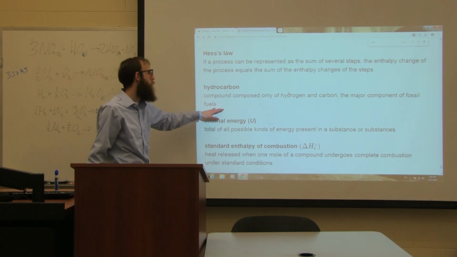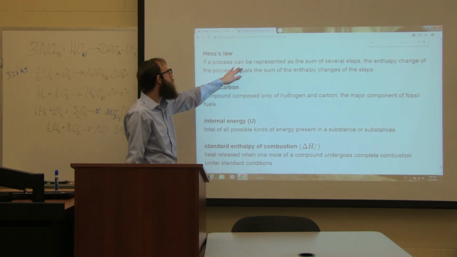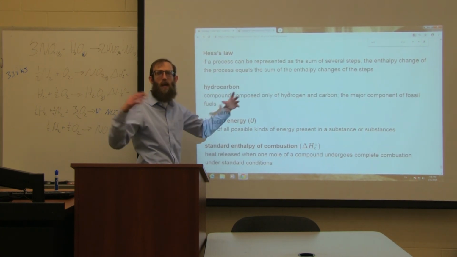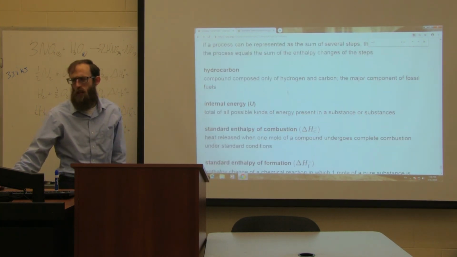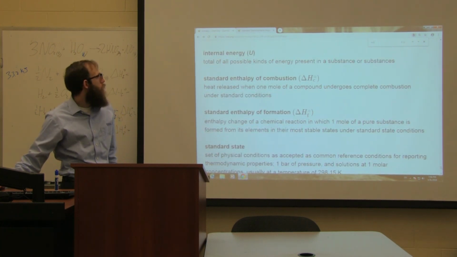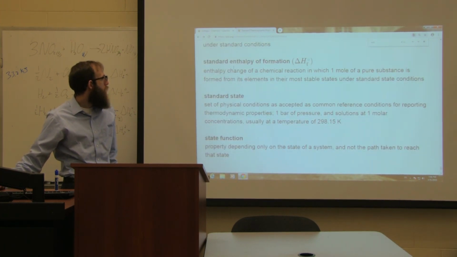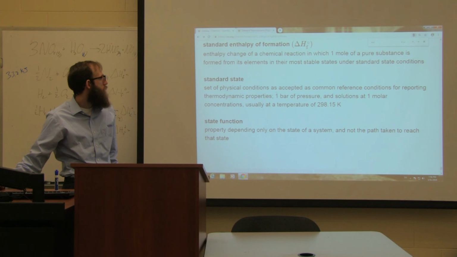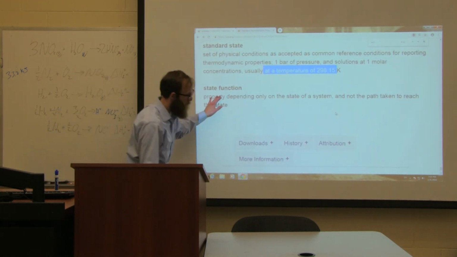Hess's law, we've talked about hydrocarbons. I'm not sure why it's an example here. It's composed of only hydrogen and carbon. Hess's law, the sum of the individual steps add up to the whole thing, then the enthalpy change is the sum of the enthalpy changes of those steps. The internal energy is the total of all kinds of energy present in the substance. The standard enthalpy of combustion is the combustion of one mole under standard conditions. We already defined that a little bit earlier. Then we defined the standard state, one bar of pressure, usually at temperatures of 298.15, and that's denoted with subscript 298. The state function, extremely important concept here.